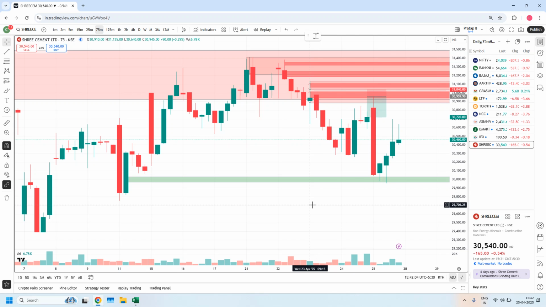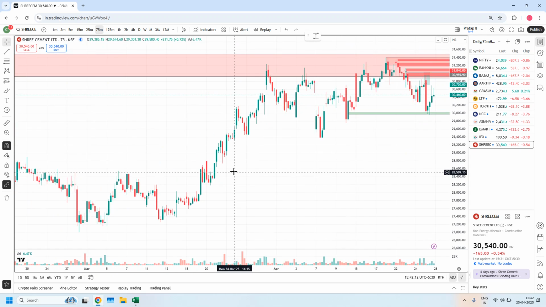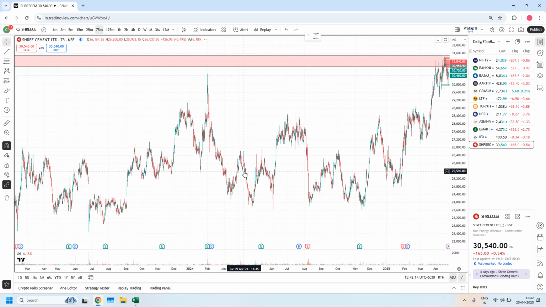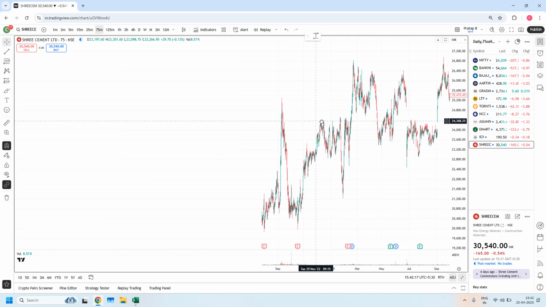Okay, now first let us look into the first one, Sri Cement. Sri Cement is a 75 minutes high liquidity zone. It's a very old zone, I think from the year 2021.